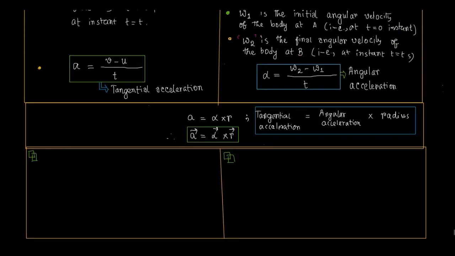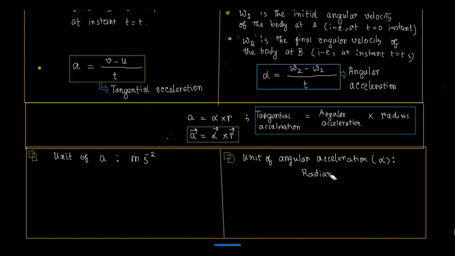Now the unit of tangential acceleration A is meter per second square. On the right hand side, the unit of angular acceleration, alpha, will be radian per second square. Unit of angular acceleration alpha is radian per second square.